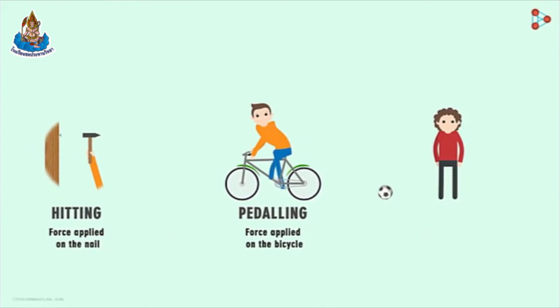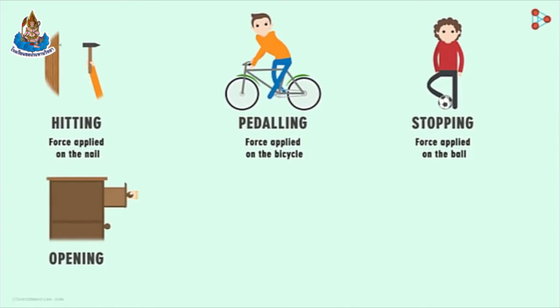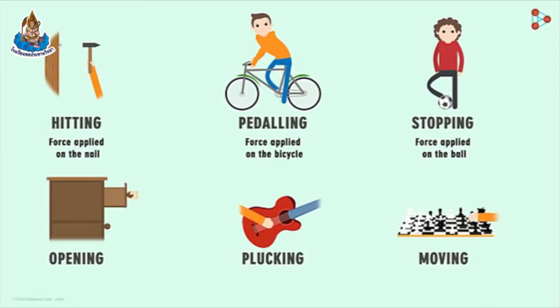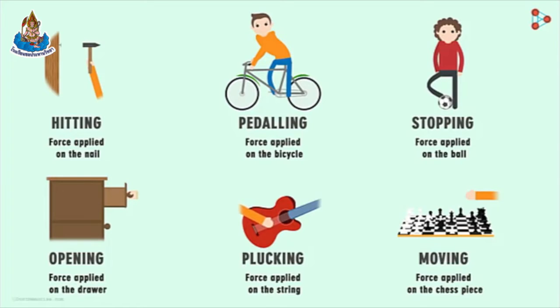What about stopping a moving ball? Yes, even stopping the ball means we are applying a force on it. We applied some force to stop the ball. Opening a drawer, plucking the string of a guitar, moving a piece on a chessboard are some of the other actions performed on objects. So performing these actions on objects is nothing but applying force on them. But these are just a handful of simply too many actions that we can perform on the objects. And it's not possible to write each one of those. But we can categorize all these actions into two basic ones.